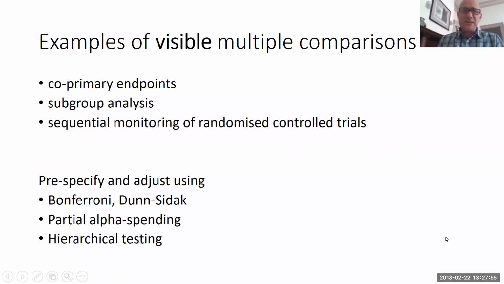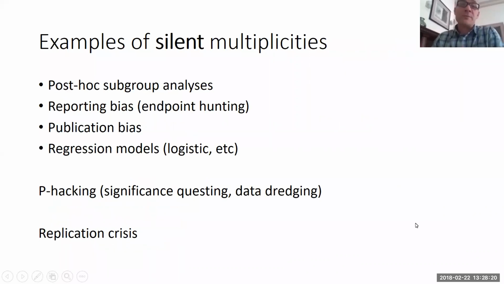Now, visible multiplicities are pretty easy. Examples of visible multiplicities would be where we have pre-specified co-primary endpoints, pre-specified subgroup analyses, or pre-specified sequential monitoring of a trial. And they're relatively easy to deal with. There are statistical methods that go back several decades where we can adjust the p-value and confidence interval to account for the multiplicity. Much more problematic are silent multiplicities.